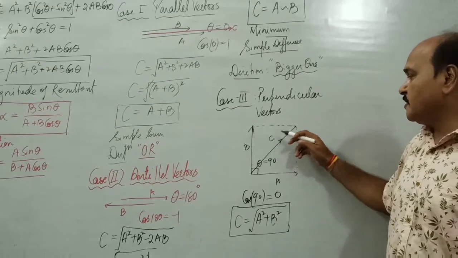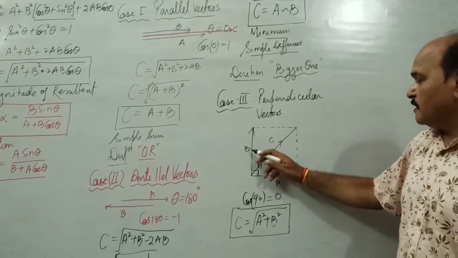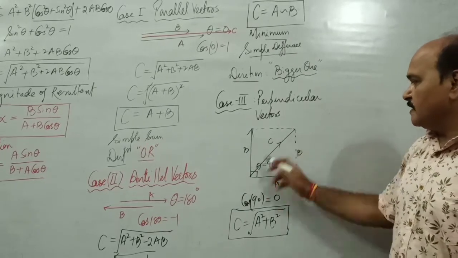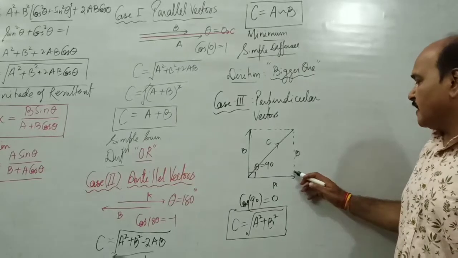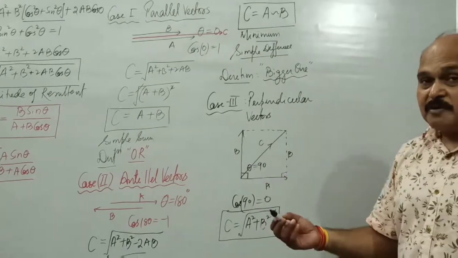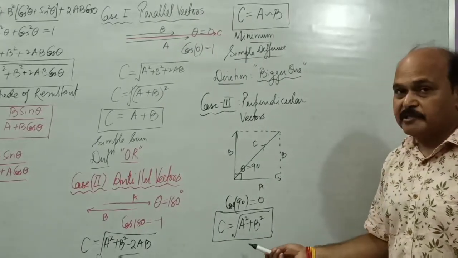This is resultant C. If this is A, this is B, and if this is B, this side is also going to be B. So what is C? C is the hypotenuse of this right angle triangle. And this C is going to be the square root of the sum of squares of perpendicular and base. And that is what C is.